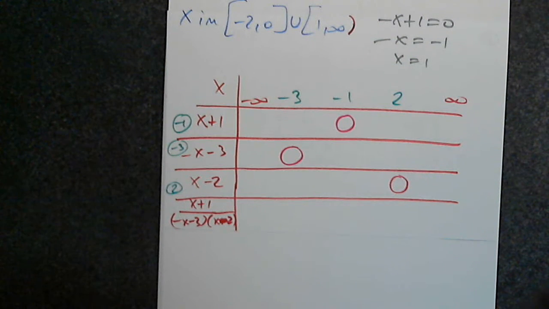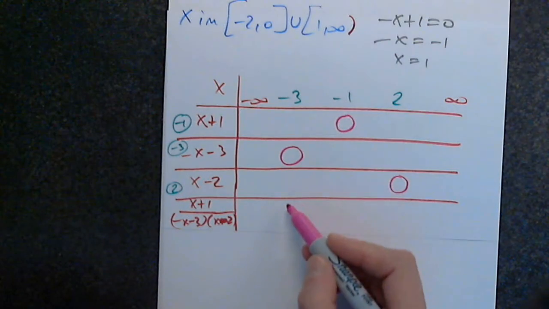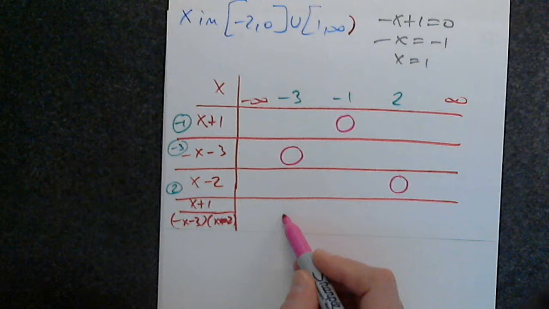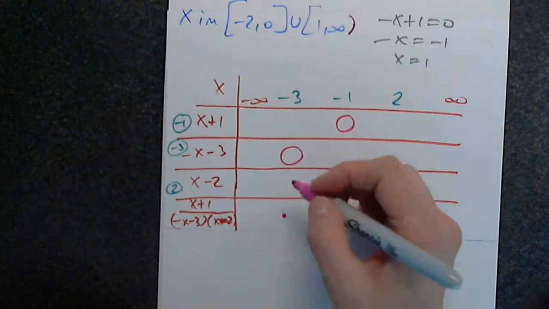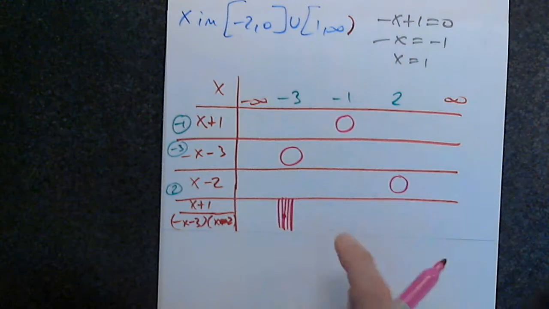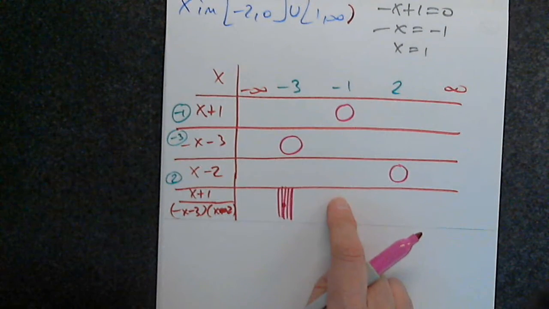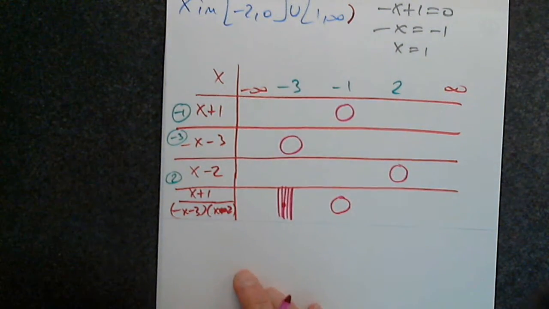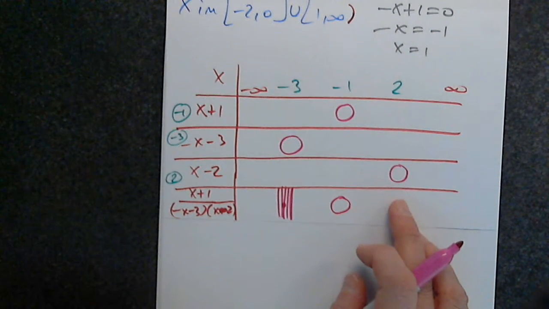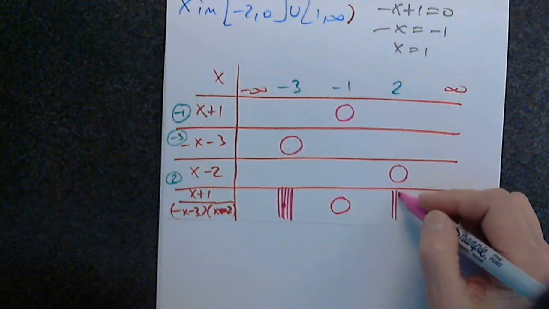Now, be very careful because this is a ratio. It's a totally different story. Under -3, what do I write? It would be undefined, because your denominator would be 0. Excellent. Under -1, what do I write? 0. Excellent, because the numerator is 0. And under 2, what do I write? Undefined. Exactly. Very good.